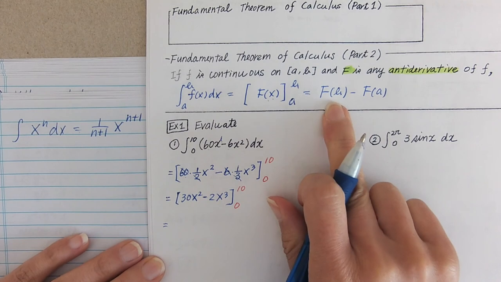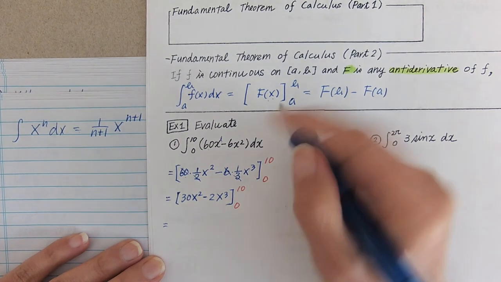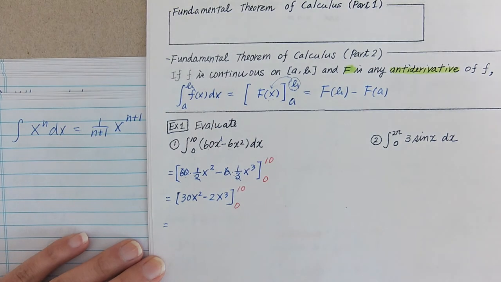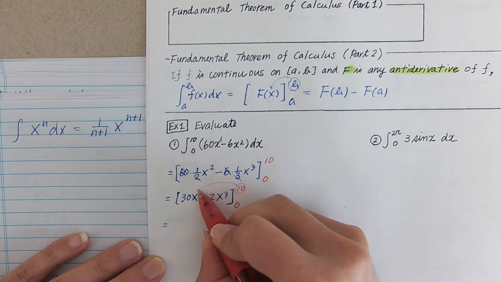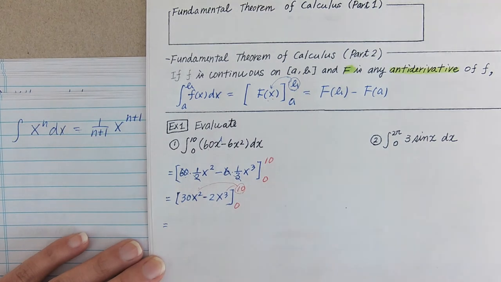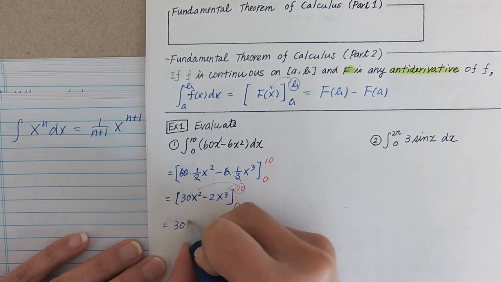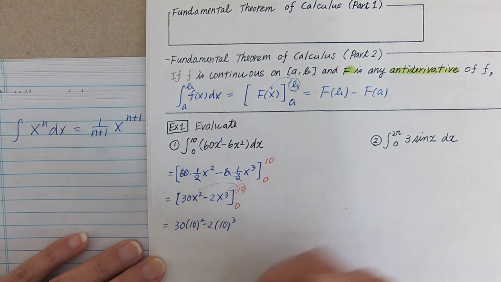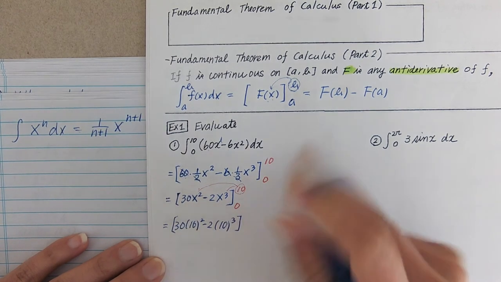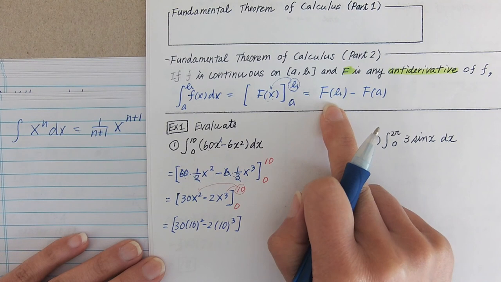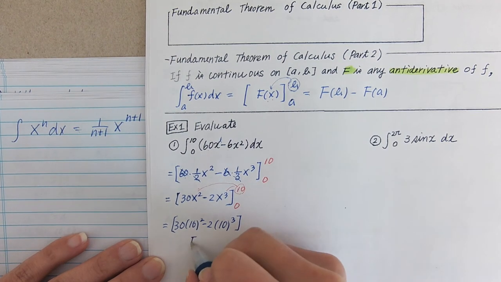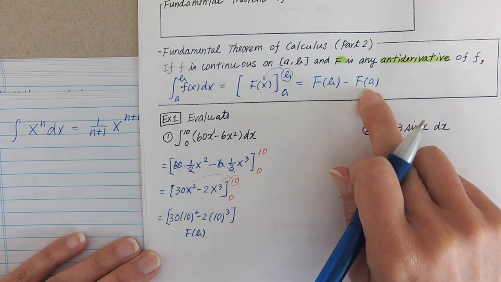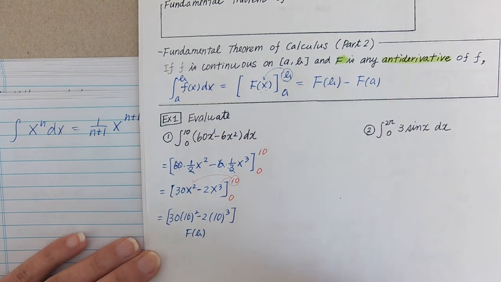What does the formula say? I need to plug B into the antiderivative, which means I need to plug 10 in. So 30 times 10 squared, then minus 2 times 10 cubed. That's the F of B happening. You plug in that 10. But there is an A part I have to take care of. Sorry, are you guys still copying?